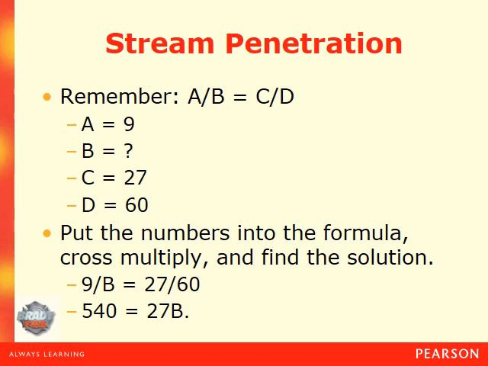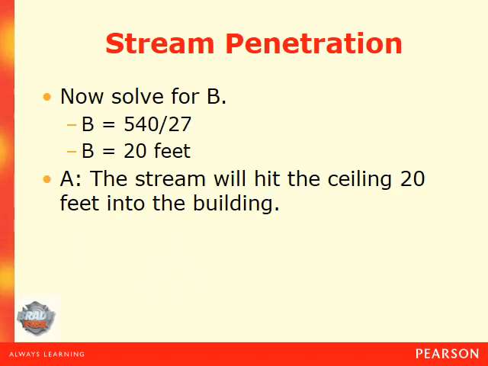Alright, so here's the nice pretty version that's all written out for you to understand. 9 over B equals 27 over 60. So that comes out to be 540 equals 27 times B. Divide by 27. And of course, our answer is 20 feet. The stream will hit the ceiling 20 feet into the building.